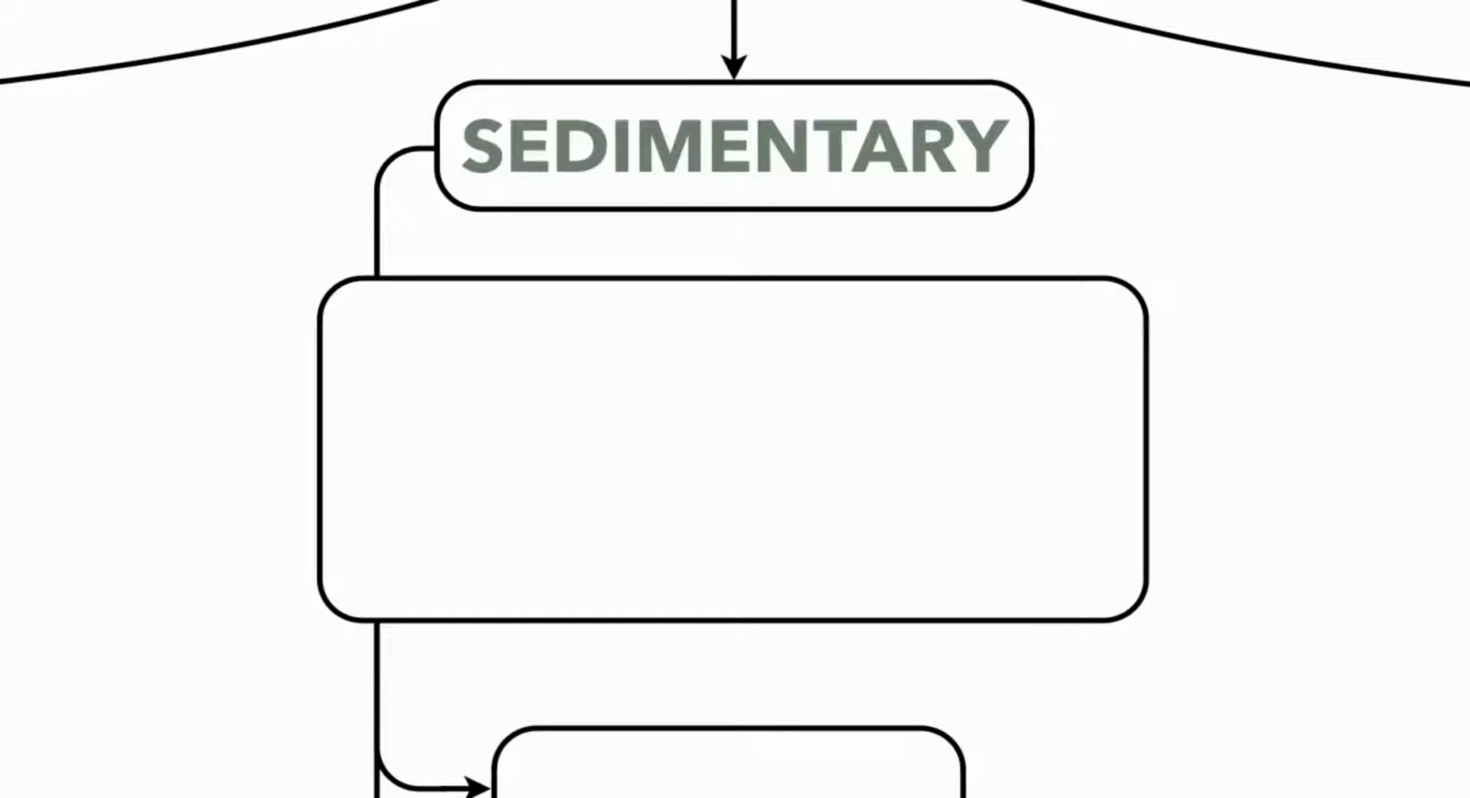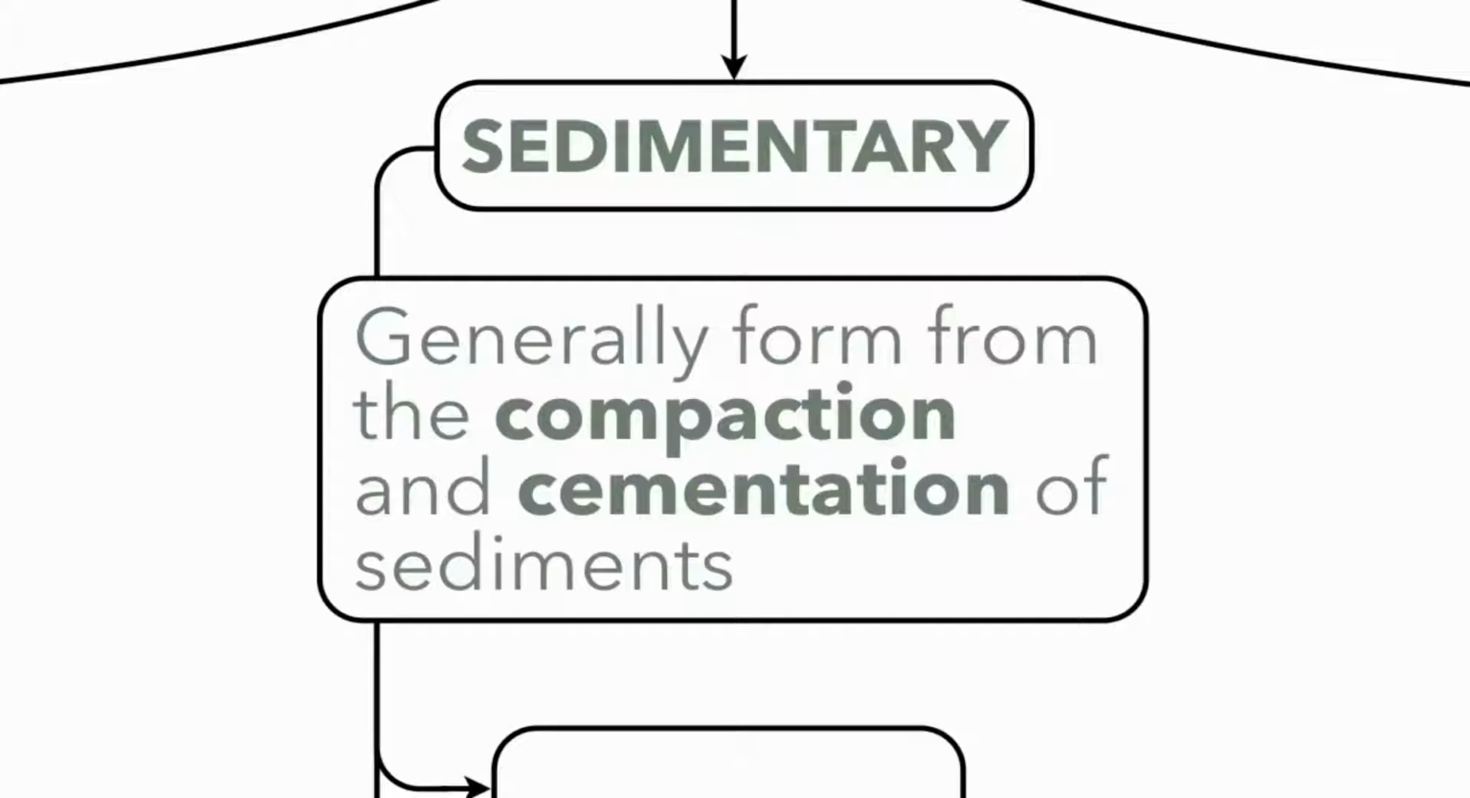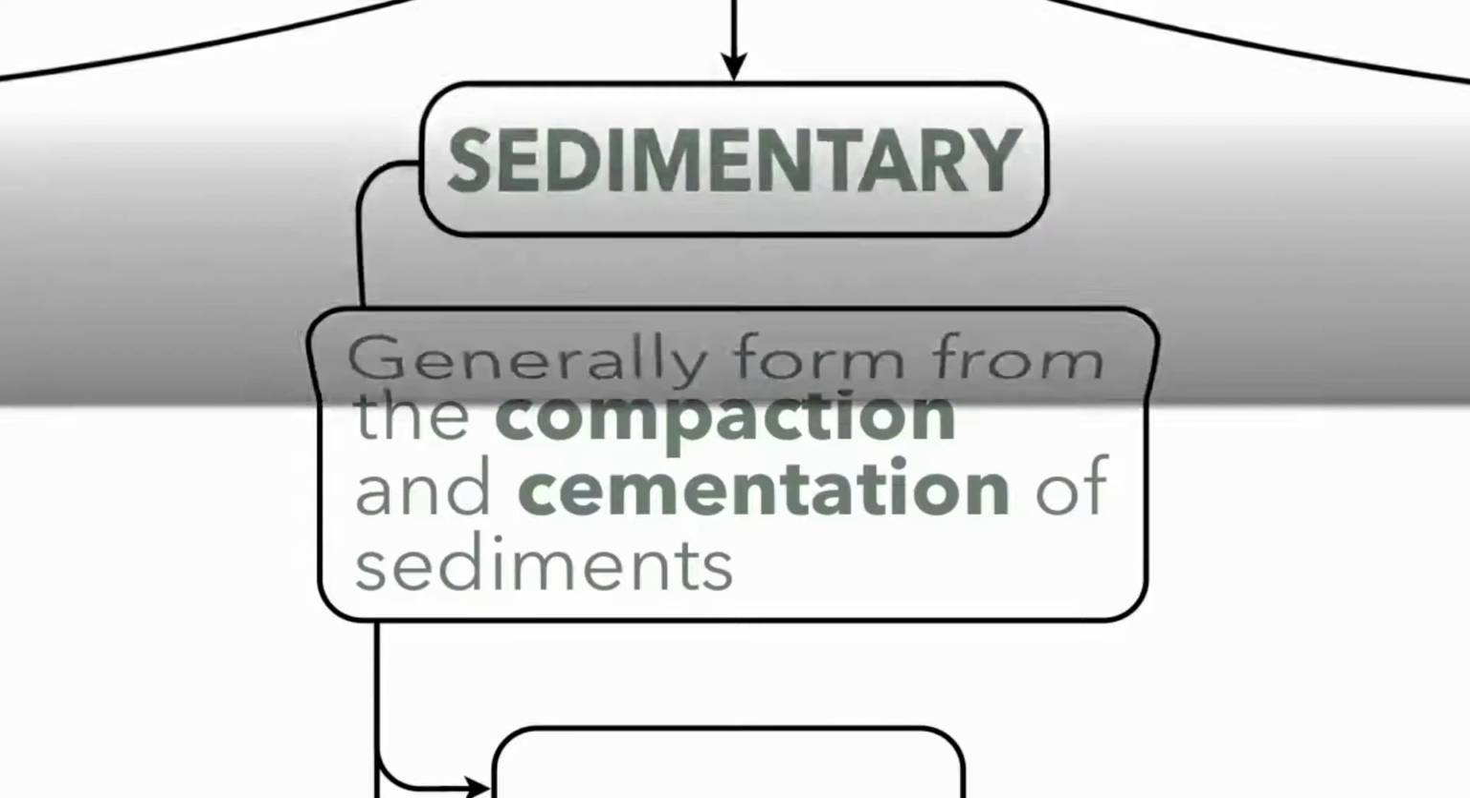The general way in which most sedimentary rocks form is from the compaction and cementation of sediments. Now, there are some words there that we need to talk about. First off, compaction means what you might think: compacting, squeezing together. Cementation means gluing or cementing, sticking together sediments. But that brings up yet another question.